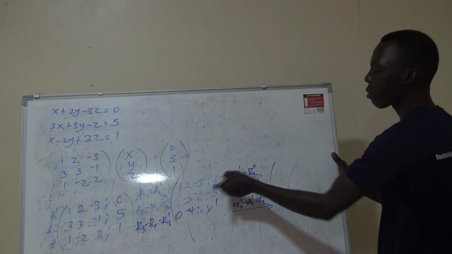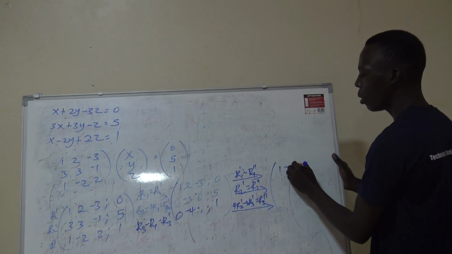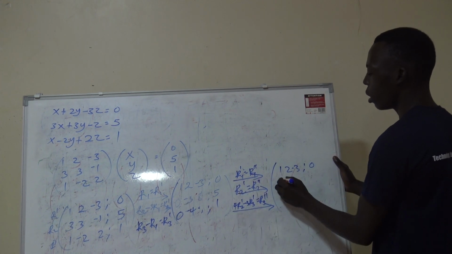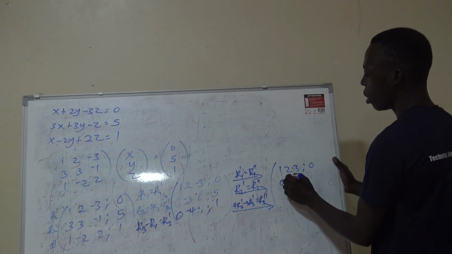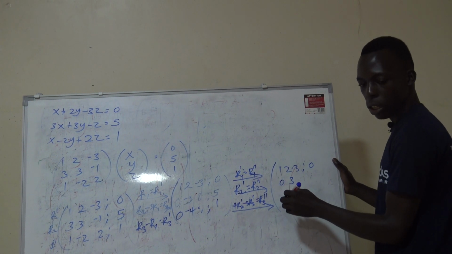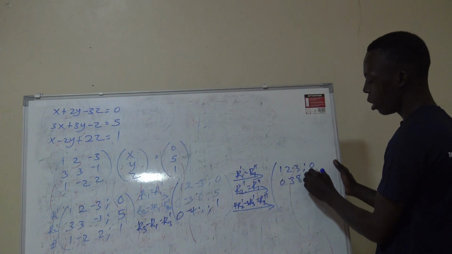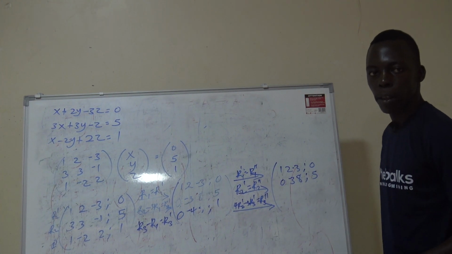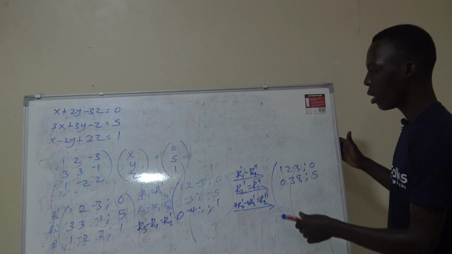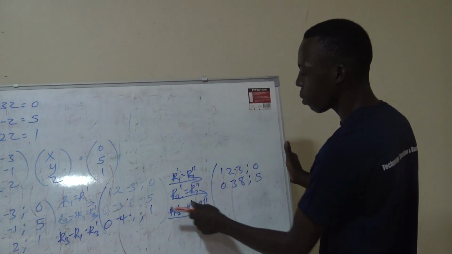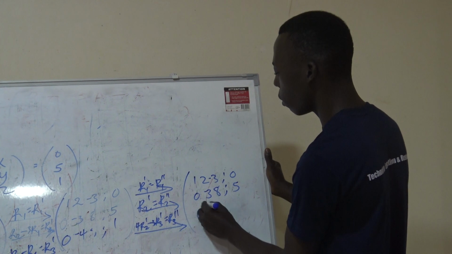So for this case, we have 1, 2, negative 3 with a 0. Then here is 0, 3, negative 4, then 8, and here it is 5. So we have something like that. Then for this one, it becomes 12 minus 12, which is 0.